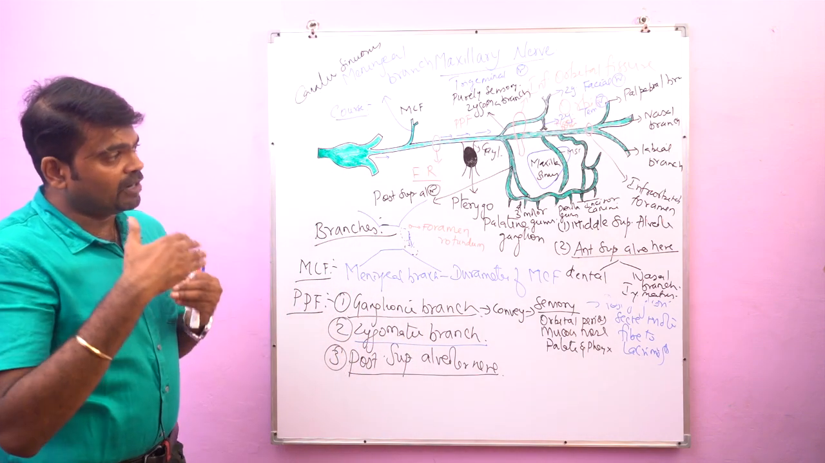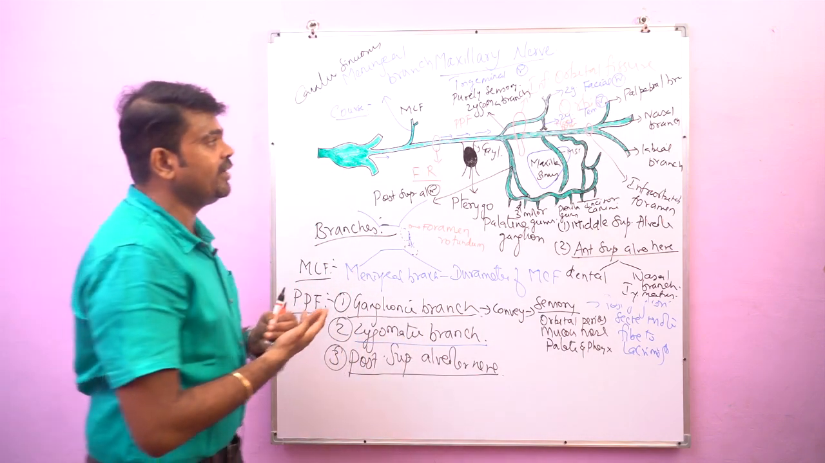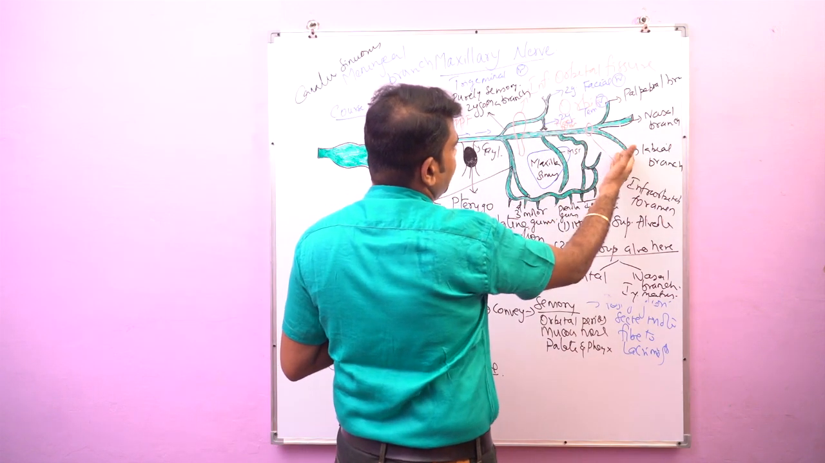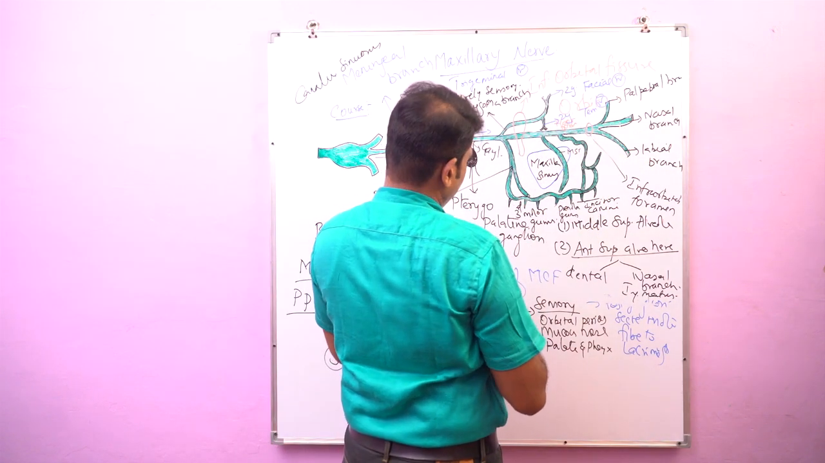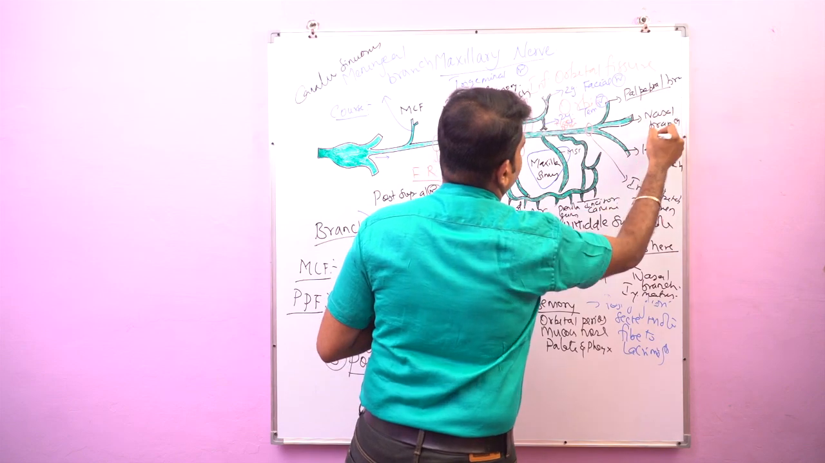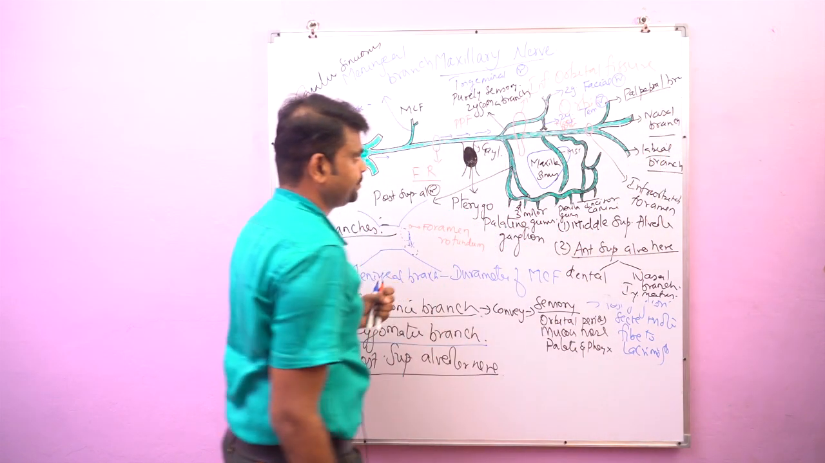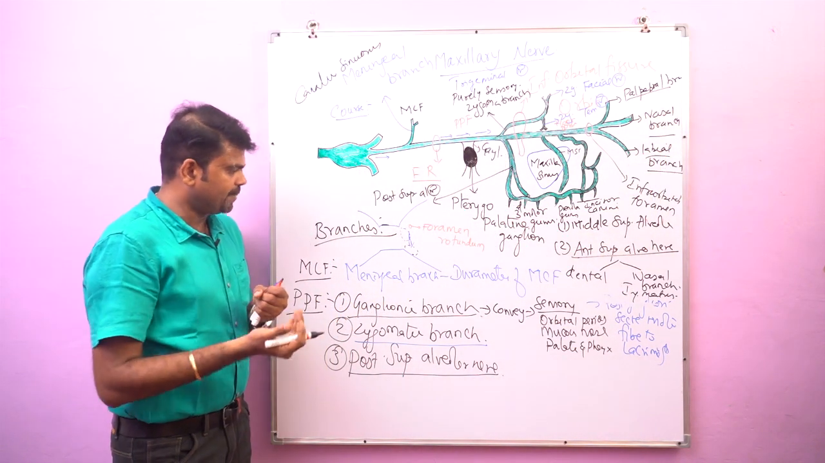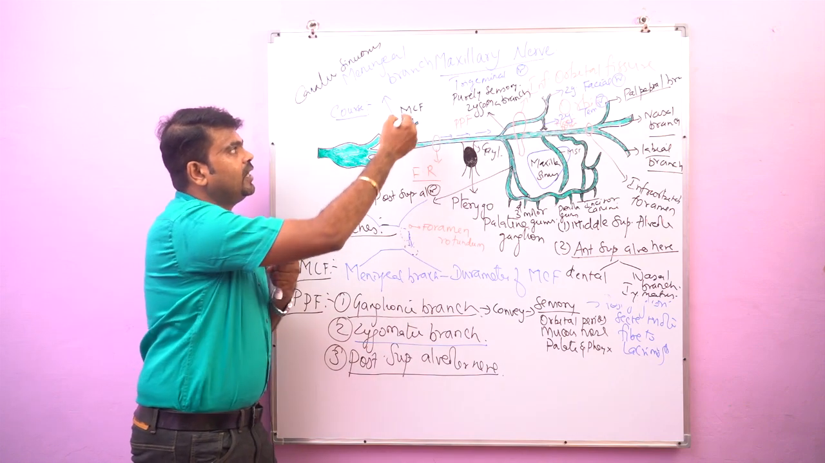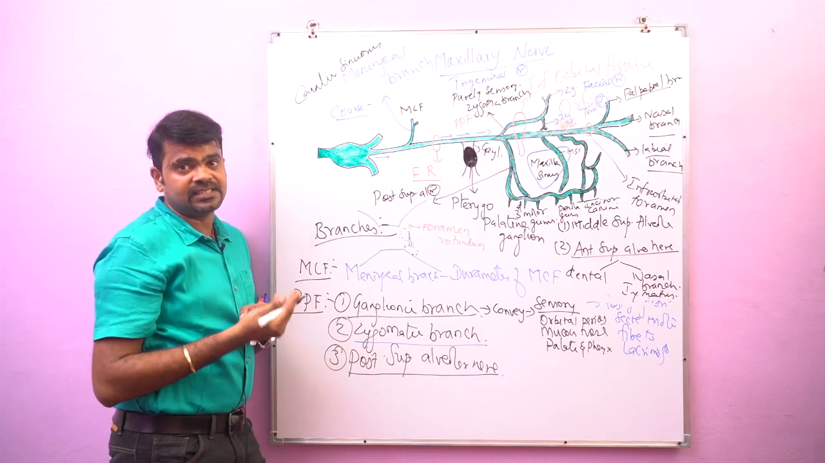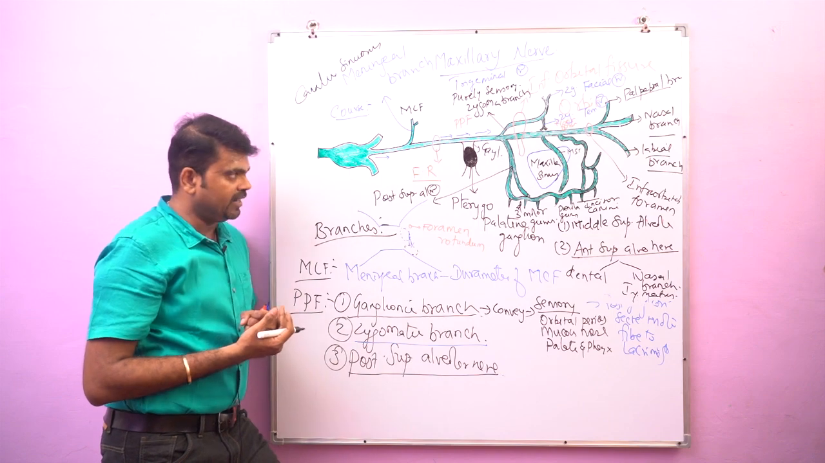Once it emerges from the infraorbital foramen, it gives rise to 3 terminal branches. Number 1 will be the palpebral branch, number 2 will be the nasal branch, number 3 will be the labial branch. Now let's see the branches. In the middle cranial fossa, it gives a meningeal branch. It is going to supply the dura mater of the middle cranial fossa.